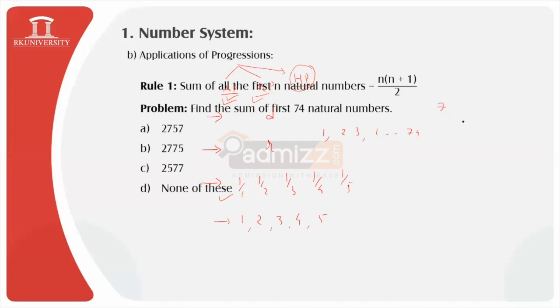74. 74 divided by 2, 74 plus 1. 74 divided by 2, what happened? 37 and 75. Take the multiplication. Then what is your answer? Answer is 2775. It will become your answer. So, solution.